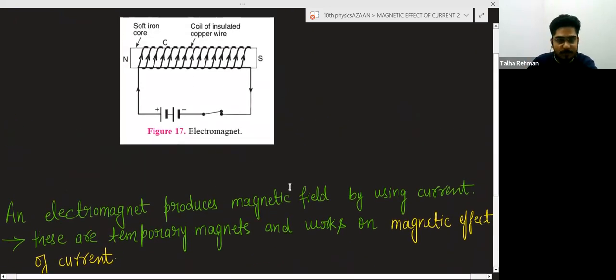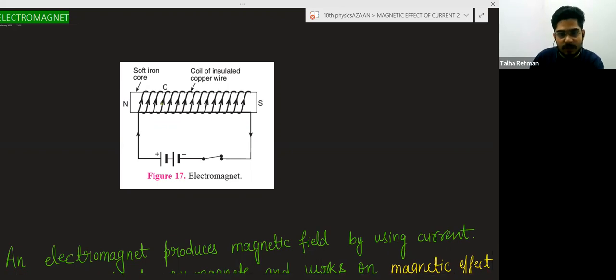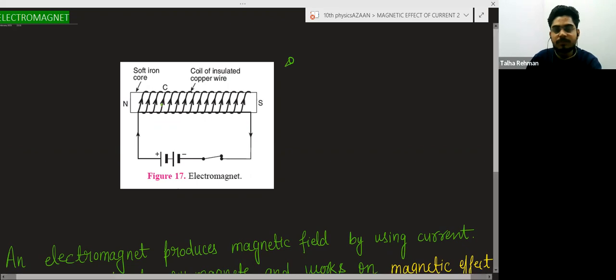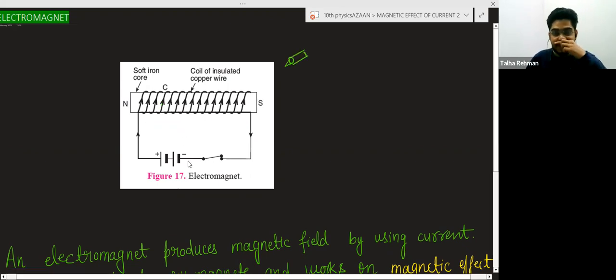Temporary magnet means, suppose this time this switch is closed and current is in this wire, and you have the iron nails. So this time this will attract the iron nails when the current is flowing in this wire. Why? Because this time there is magnetism in this magnet.